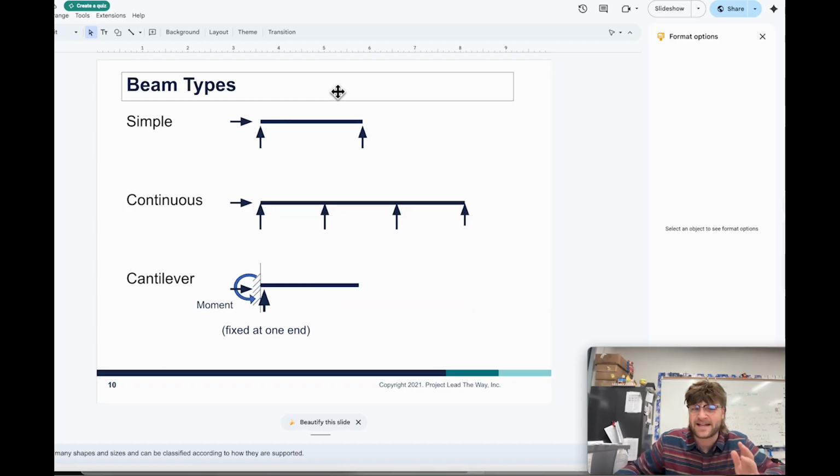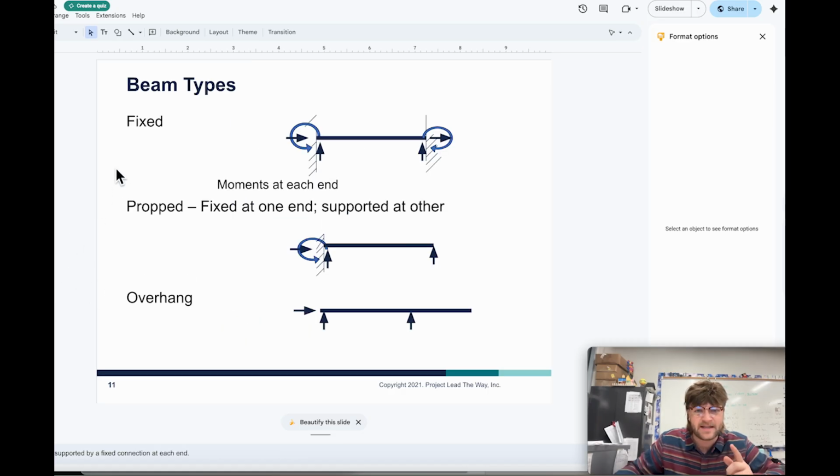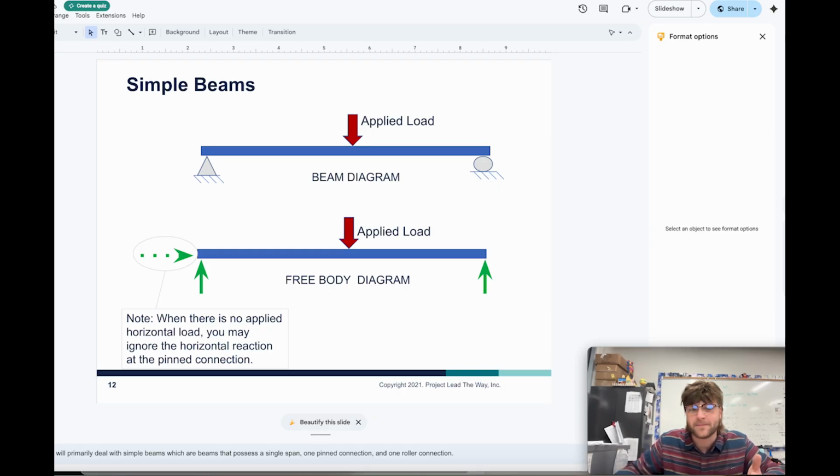Just as I was saying, 90% of the problems you're going to encounter are going to be simple beams. However, whenever we hop into MD Solids and go through the 6 rules, you're going to see beam types that look like these other variations. So in terms of simple beams, that's going to be our primary focus. There's a process that we want to follow, right?